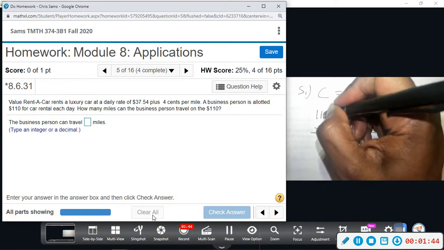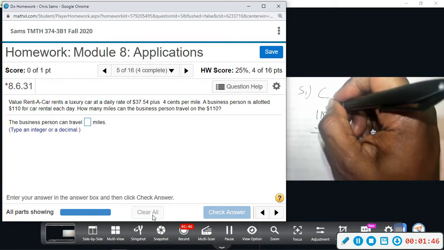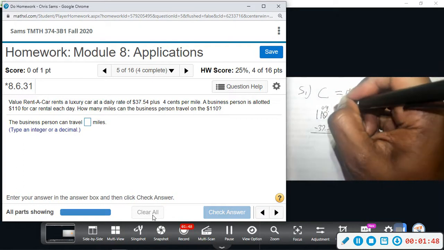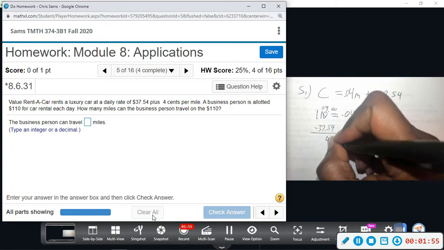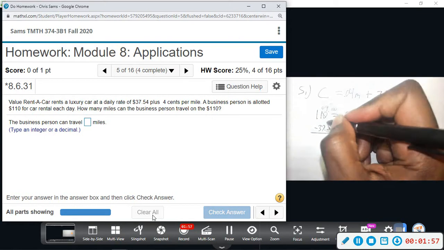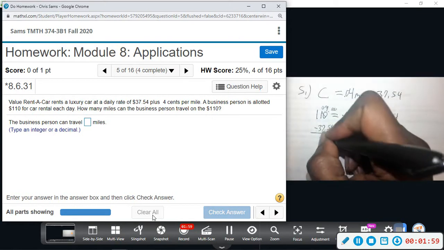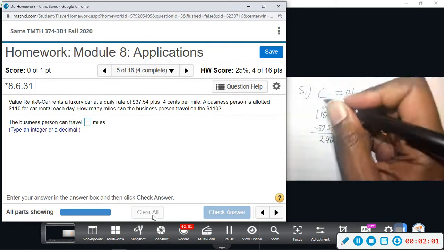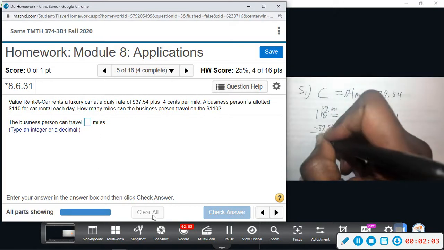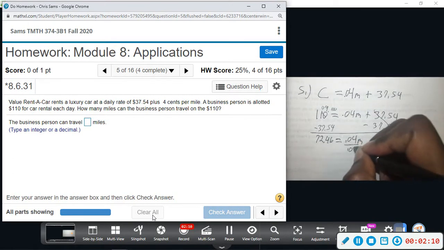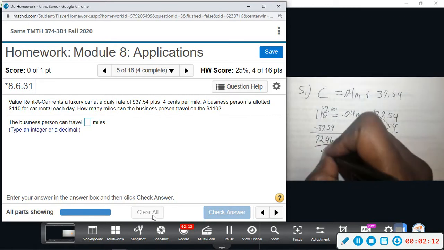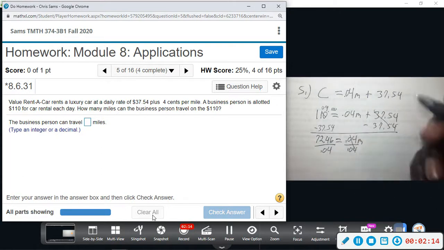Let's say we're going to borrow 1. So this becomes 109, and then that's going to be 100 cents. So 100 take away 54 gives us 46 cents. Then 9 take away 7 is 2. And then 10 take away 3 is going to give us 7. So if we divide now by 0.04, this will give us the number of miles.